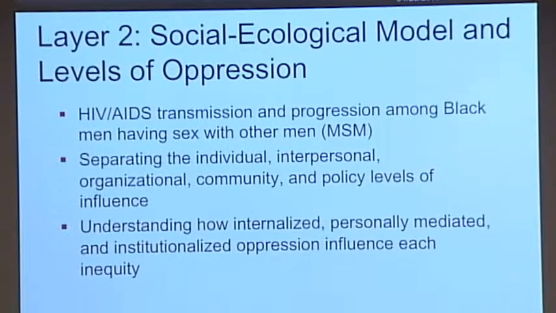So there's the individual level of influence, which would be, what is an individual choice? You know, like, are you using a condom, things like that? Are you getting tested? There's interpersonal, so that would be between you and your partner, or things like that. There's organizational. So that would be like, what access do you have to condoms? Are they free in your neighborhood? Things like that. There's community, and then there's policy levels of influence. And policy would be like, well, what's sex ed and things like that.